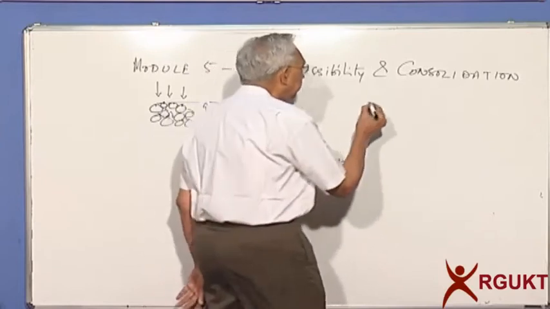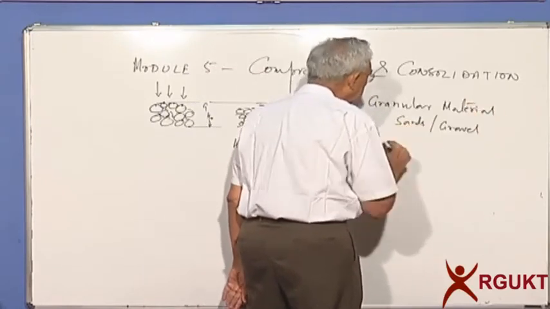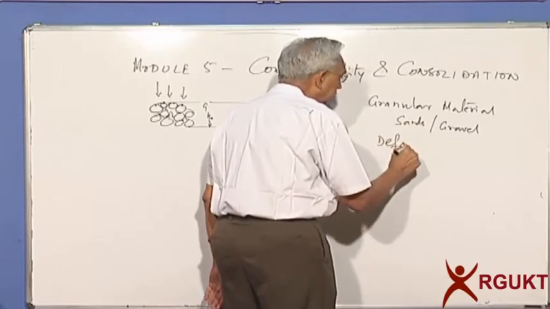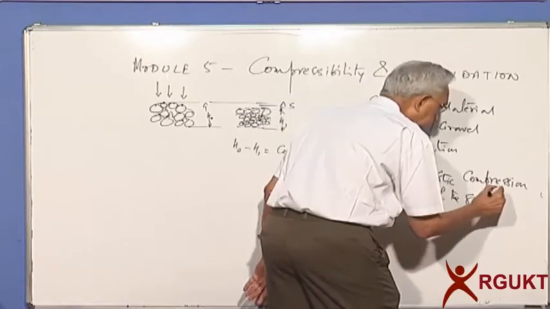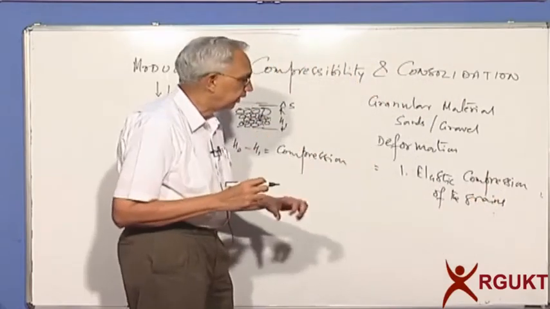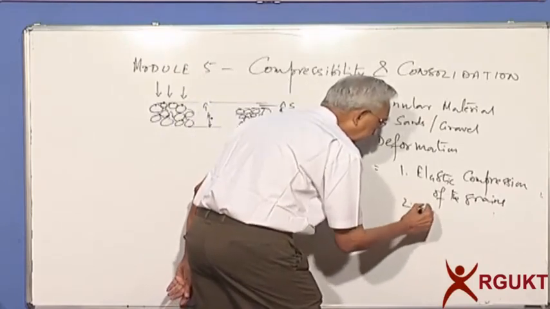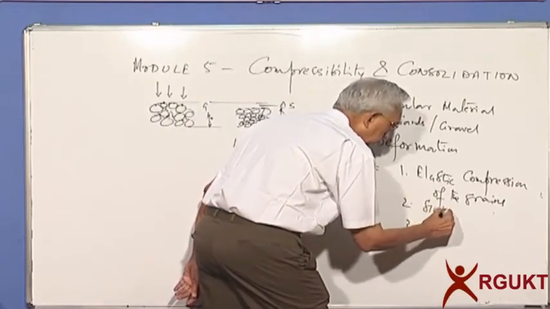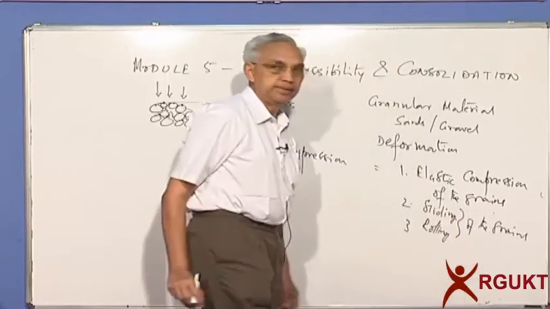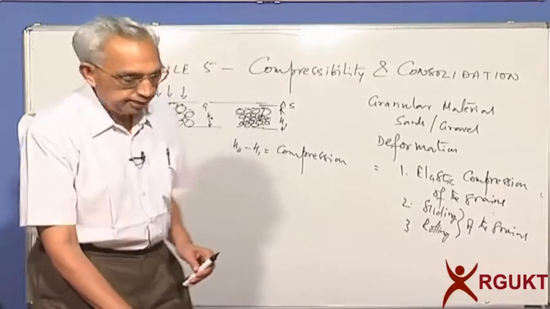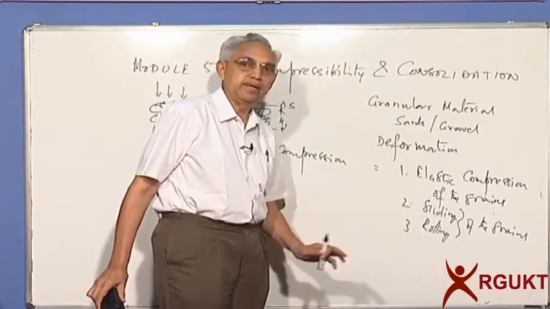In case of granular material, let's say sands and gravel, the deformation is due to three components. One is elastic compression of the grain. The grains may compress. We'll discuss that a little later. The second and the third are sliding and rolling of the grains. So the three components of deformation for coarse grain material are elastic compression, sliding and rolling.